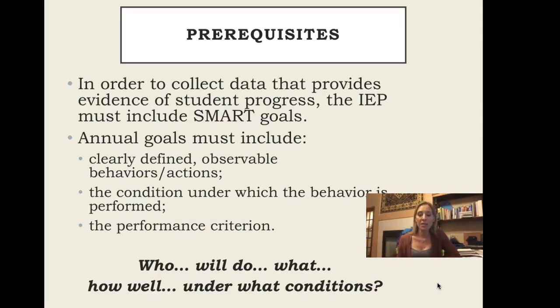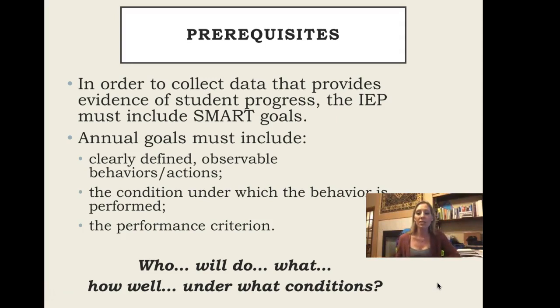So let's talk about some of the prerequisites that you need to have before I talk about the 5-step process that I'm going to teach you on progress monitoring. One of the first most important prereqs is that you have collected data that provides evidence of student progress. So you need to know where the student is before you can identify where they need to go, right?